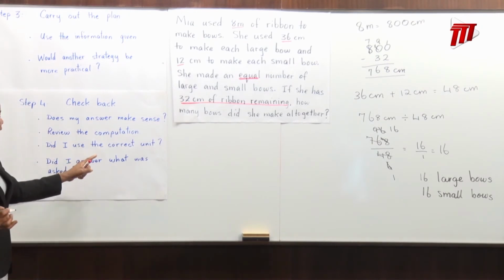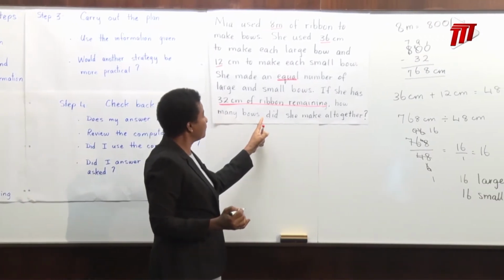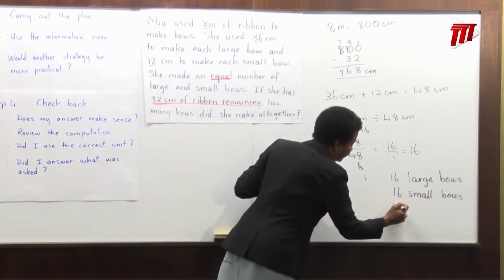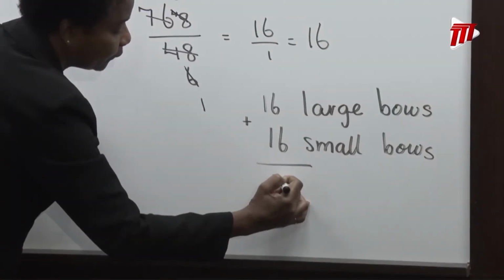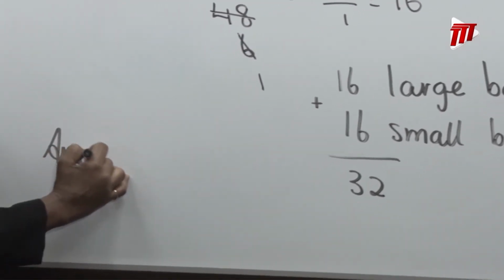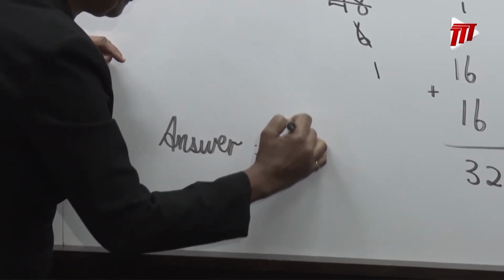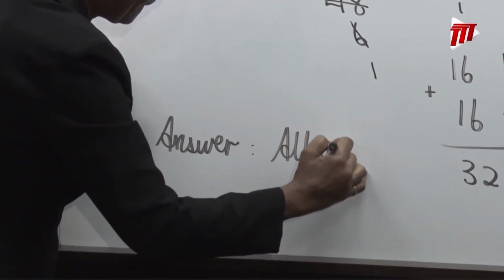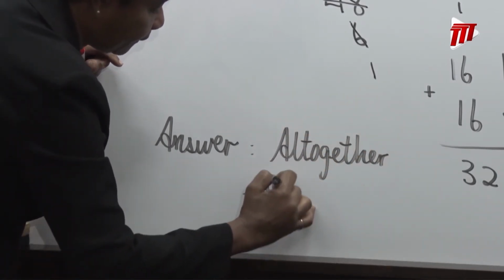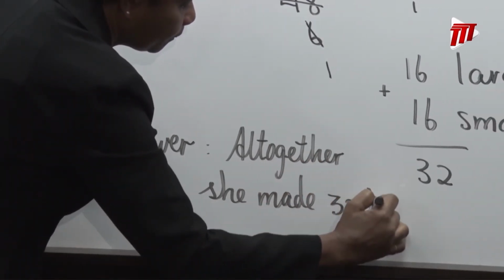Did I answer what was asked? No. The question asks, how many bows did she make altogether? So that tells me I have to add. So altogether, she made 32 bows.